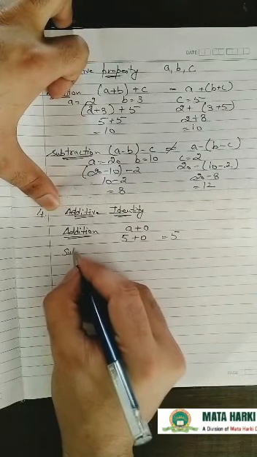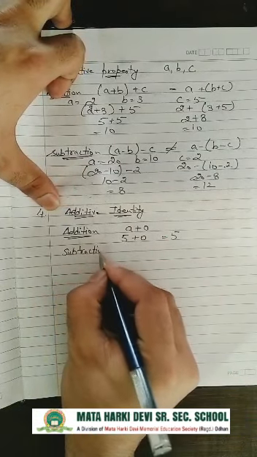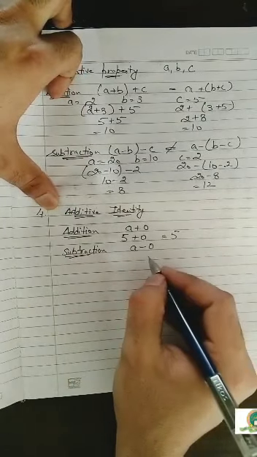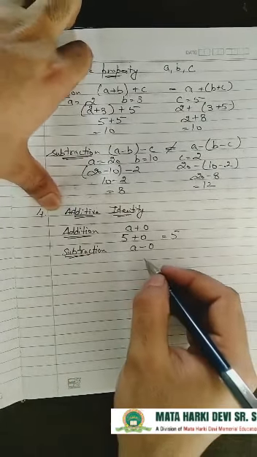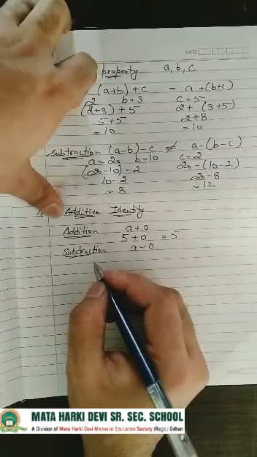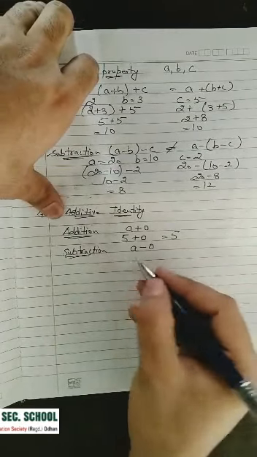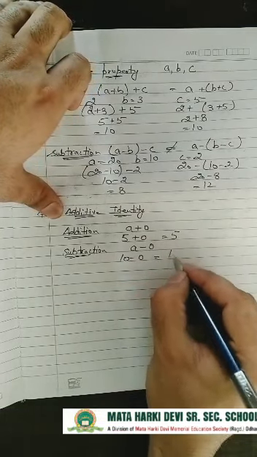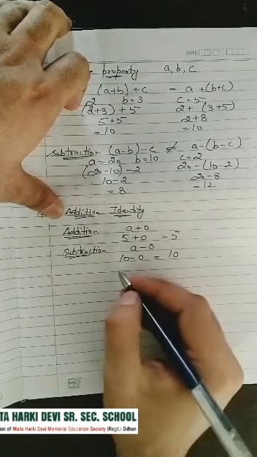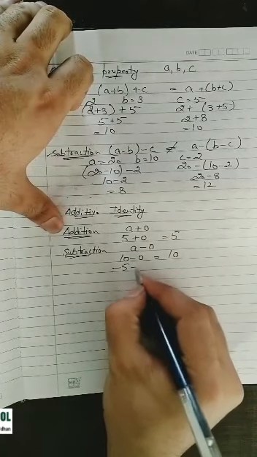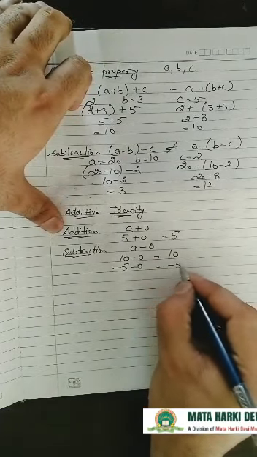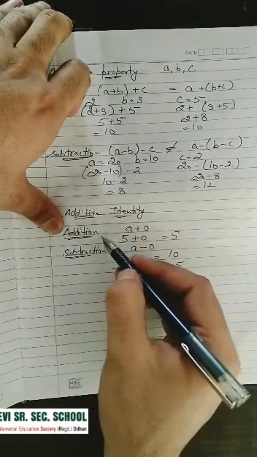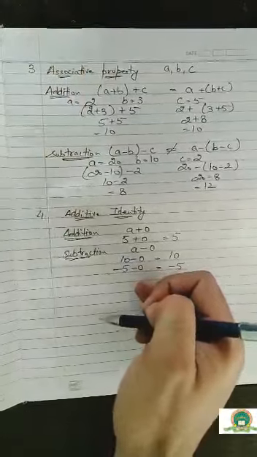In case of subtraction, if A minus 0 gives the same result, we can say this property is applicable for subtraction also. So if I take A as 10, 10 minus 0, what is the result? 10. Or if I take any negative number, minus 5 minus 0, this also gives the same result. So we can say that this property is applicable for both addition as well as subtraction.